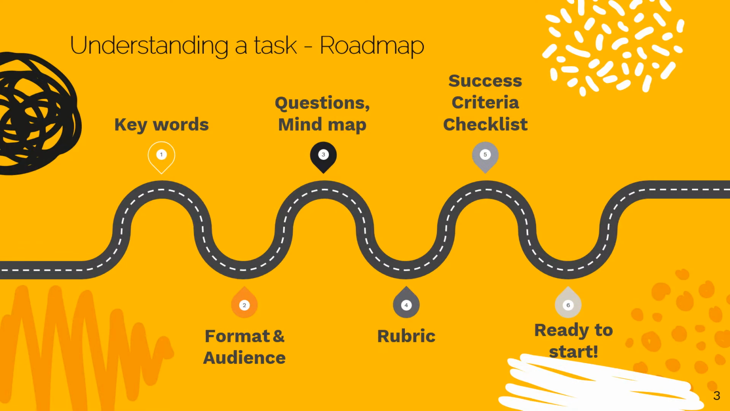So looking at this roadmap here, there are 5 steps to understanding a task. You find the keywords in the assignment, you decide on your format and audience, you generate some questions and a mind map when you're planning, you take a look at the rubric for marking, and then you draw up your own success criteria checklist, and then you're ready to go. So this is the roadmap that is so helpful.